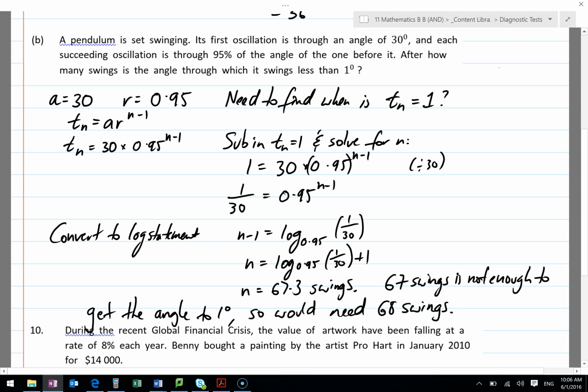Okay, I forgot to say a pendulum is like a swing, going back and forward, and we're talking about this angle that it makes with the vertical line. But you didn't really need to know that context anyway.